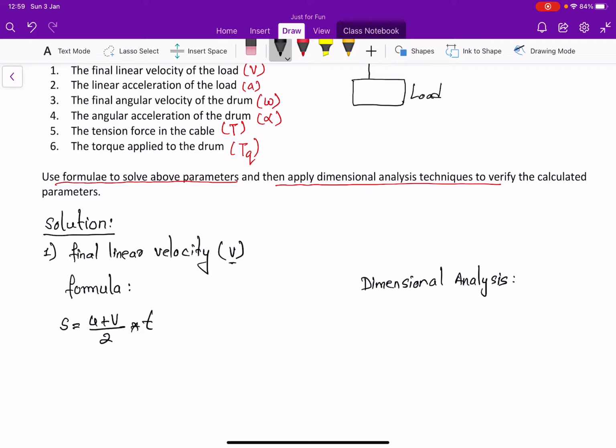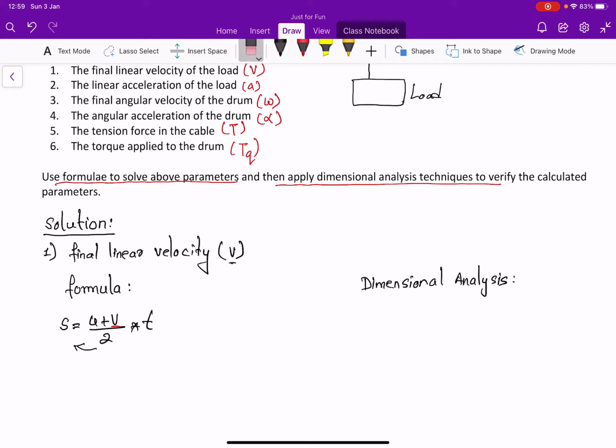However, if you look at this formula, we have to rearrange it so that we can find our velocity on one side and every other parameter on the other side. So let's rearrange this. Now, rearranging, remember we need to focus on our final velocity, which is v. So we're going to throw this 2 on that side, and we need to throw this t also on the other side.